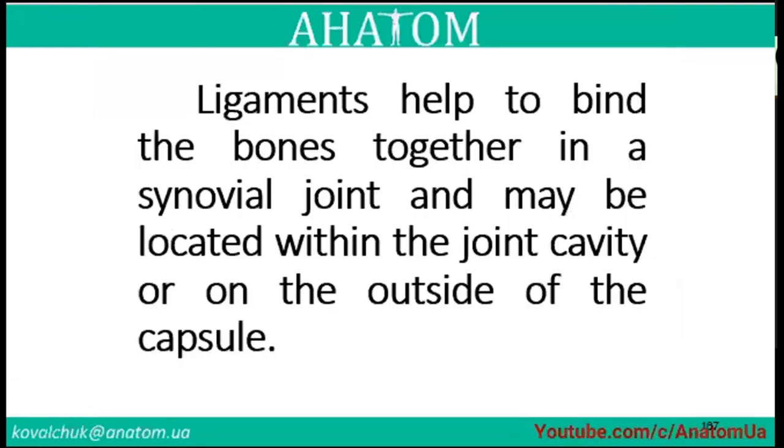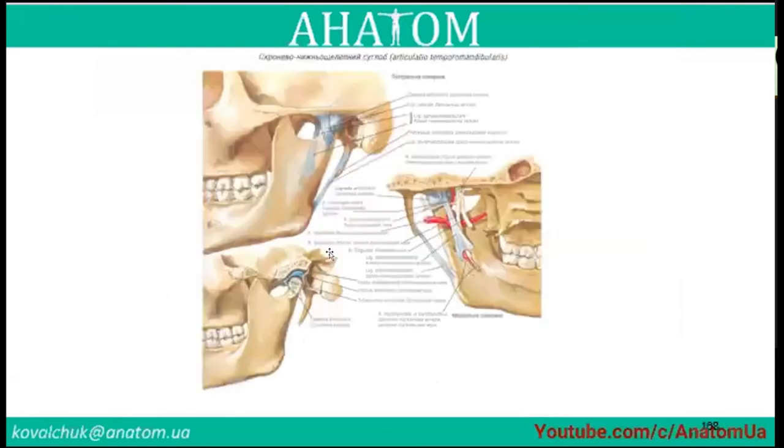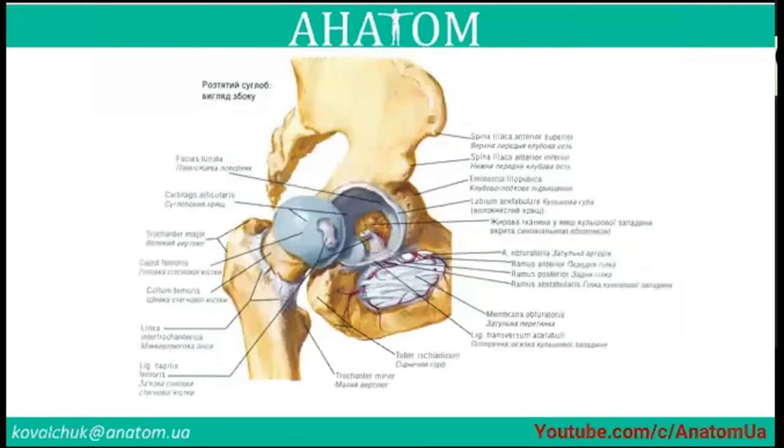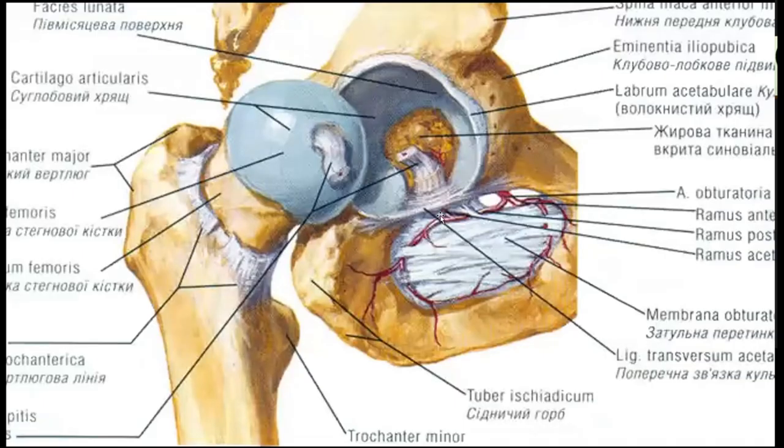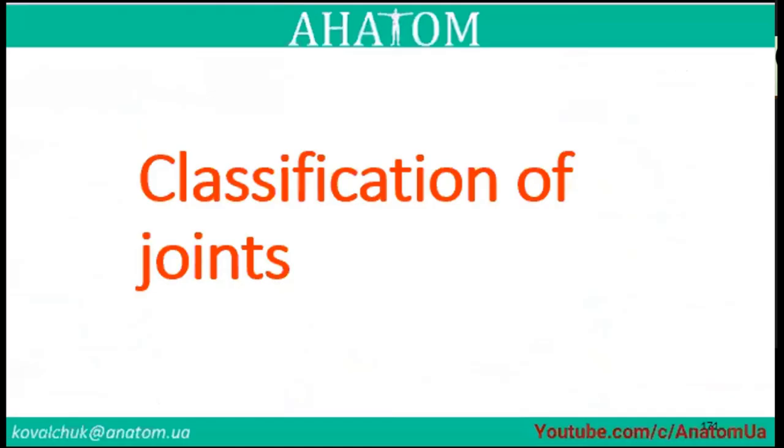Ligaments help to bind the bones together in a synovial joint and may be located within the joint cavity or outside the capsule. Ligaments have different forms, long or short. In the capsule, there is an intracapsular ligament, for example, the ligament of the head of the femur. Next, it's the classification of the joints.